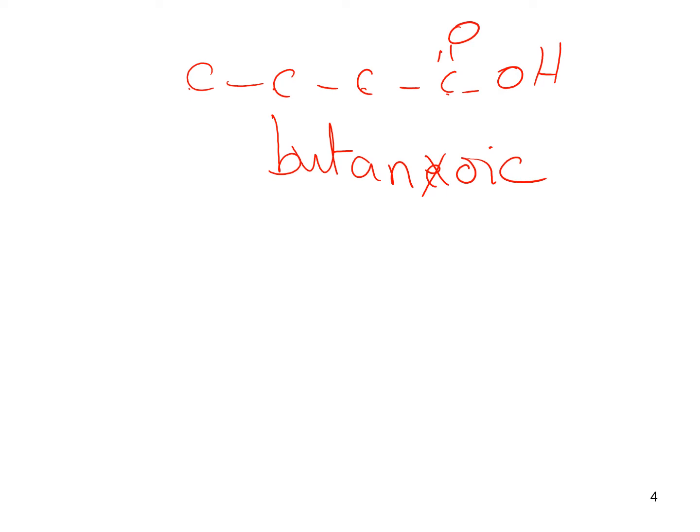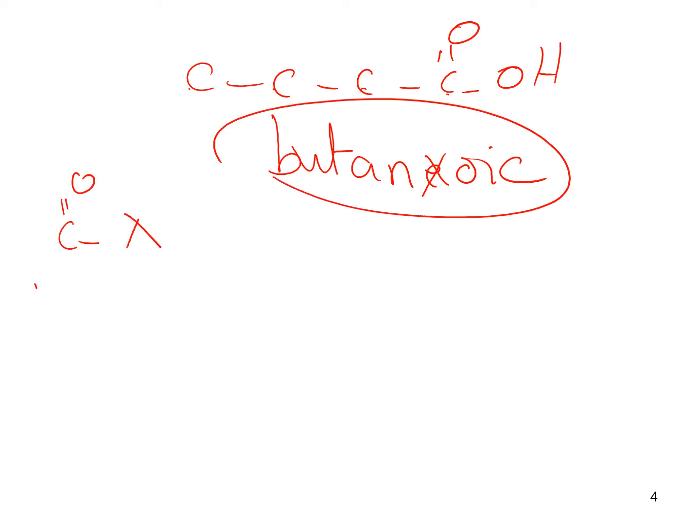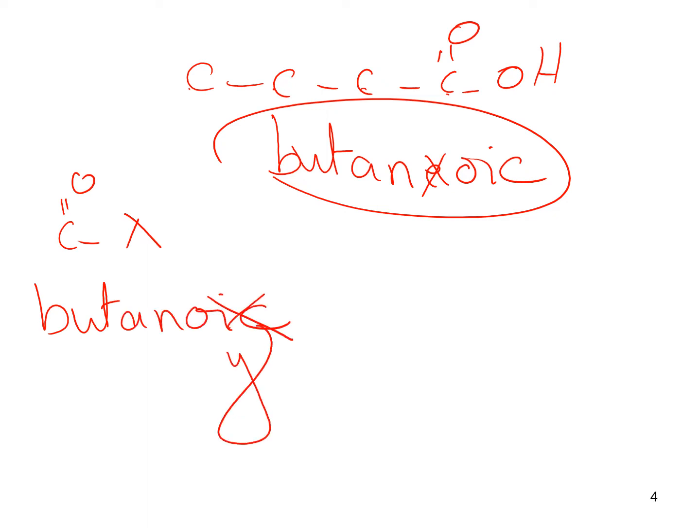In case of acid halides, you will take the name of the acid itself, and you will remove the IC and you will put IL in their place, and then the name of the halogen. So this is butanyl halide.